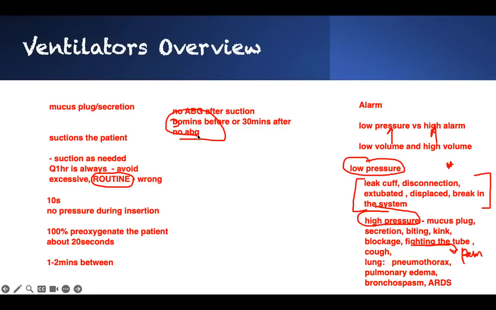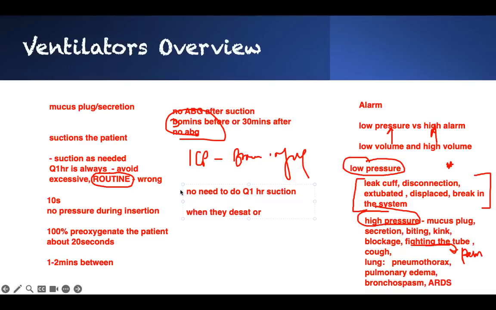Very, very important. How about if the patient has ICP, a brain injury, and you are monitoring them? Same thing. No need to do Q1 hour suctioning. You suction them when they desaturate or they need it. Otherwise the ICP goes up. So you don't do that every time, you suction them when they need it.